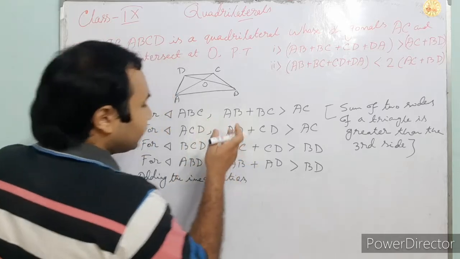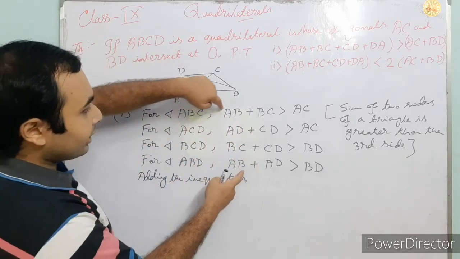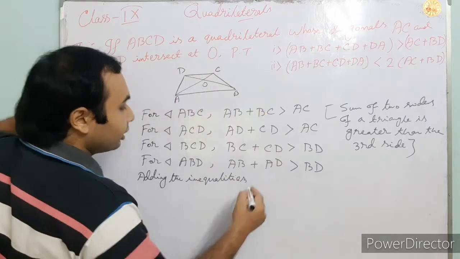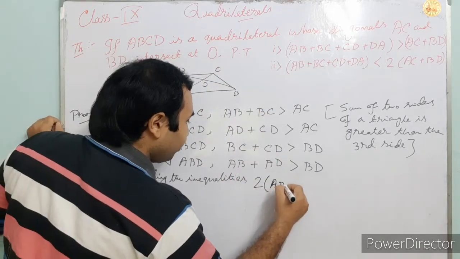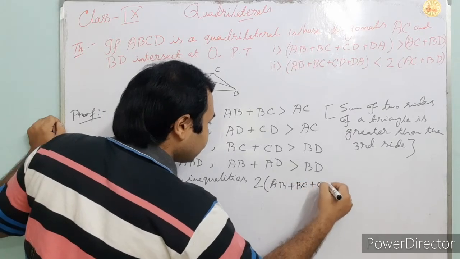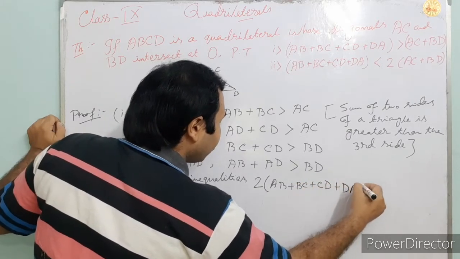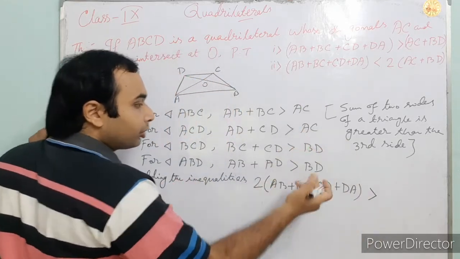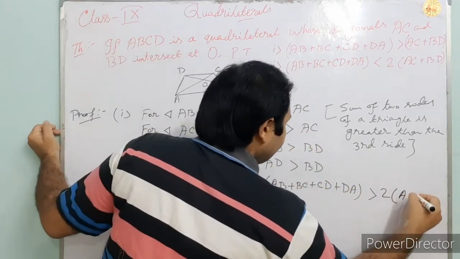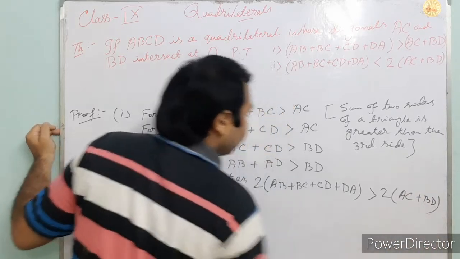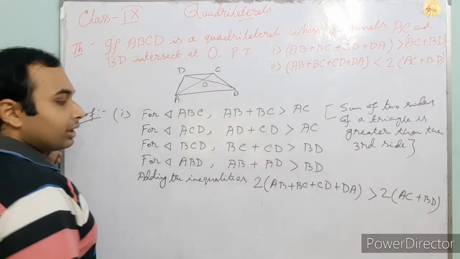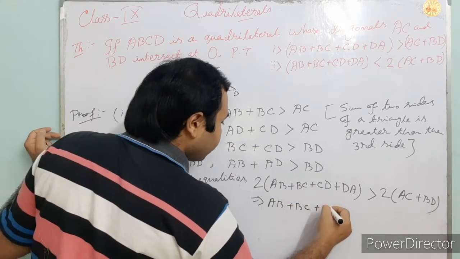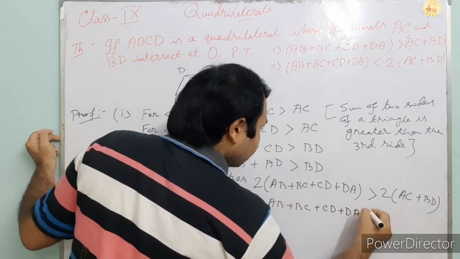We are getting, just see, 2 times AB, 2 times BC, 2 times AD and 2 times CD. So 2 into (AB plus BC plus CD plus DA), or you can write AD, is greater than 2 times AC plus 2 times BD. So 2 times (AC plus BD). So here 2 and 2 will be cancelled out, and finally we will get the proof number 1 that is required for us.